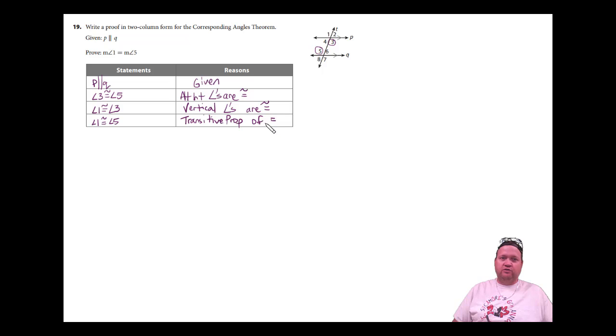And once you say that 2 angles are congruent, then we could have one last step that says the measure of angle 1 is equal to the measure of angle 5, which is what we were asked to do. And the reason for this might seem a little bit mundane: the definition of congruence. Whenever you say something is the same, their measures are equal. And I know, I'm sure it sounds real genius, but that's the reason for that last step.